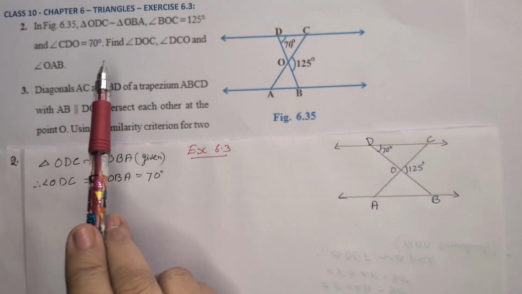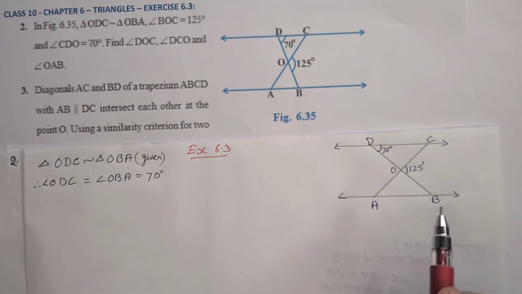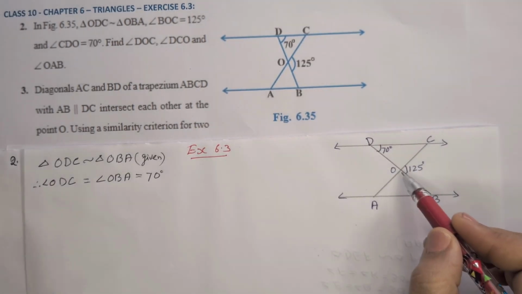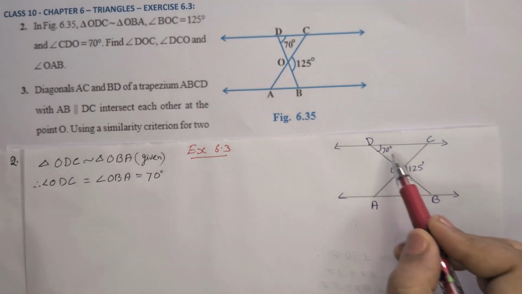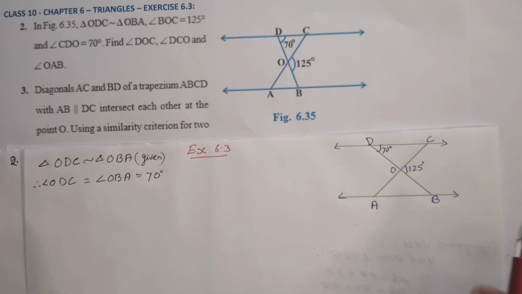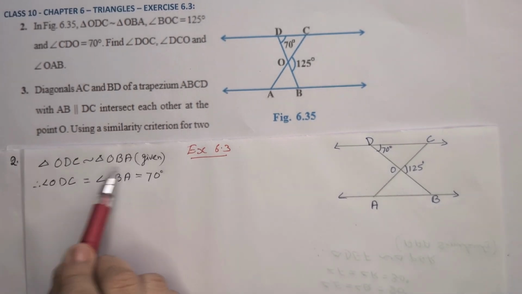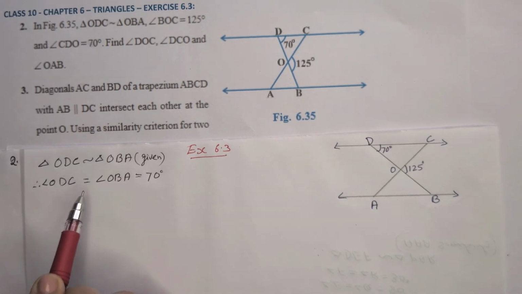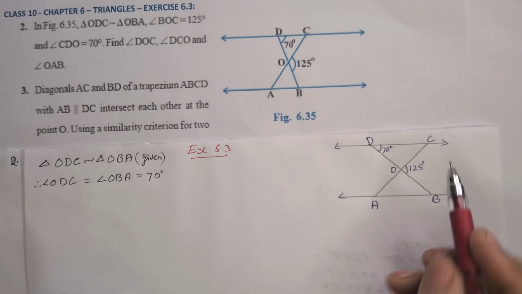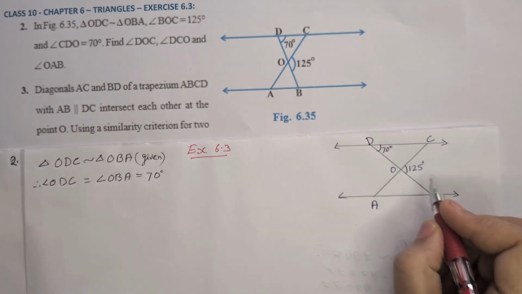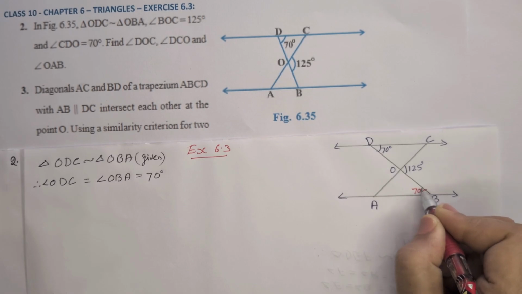Second question, triangle ODC is similar to triangle OBA, and angle BOC is 125, angle D is 70 degrees, given. So if triangle ODC is similar to OBA, then we can write the corresponding angles. Angle ODC is equal to angle OBA, which is equal to 70 degrees.